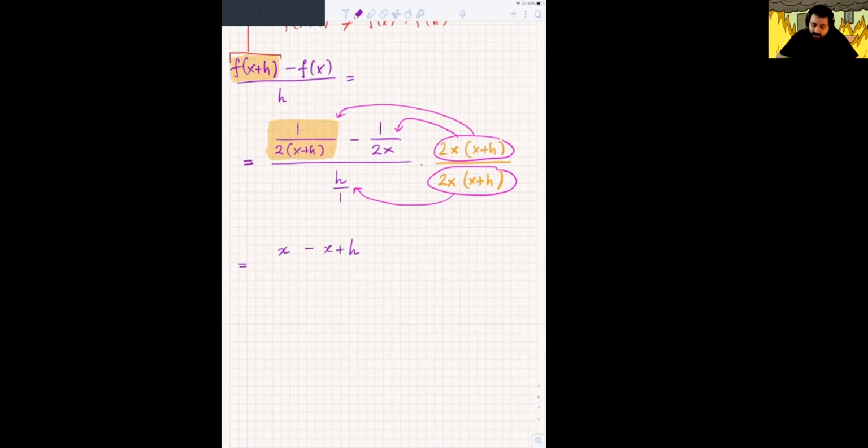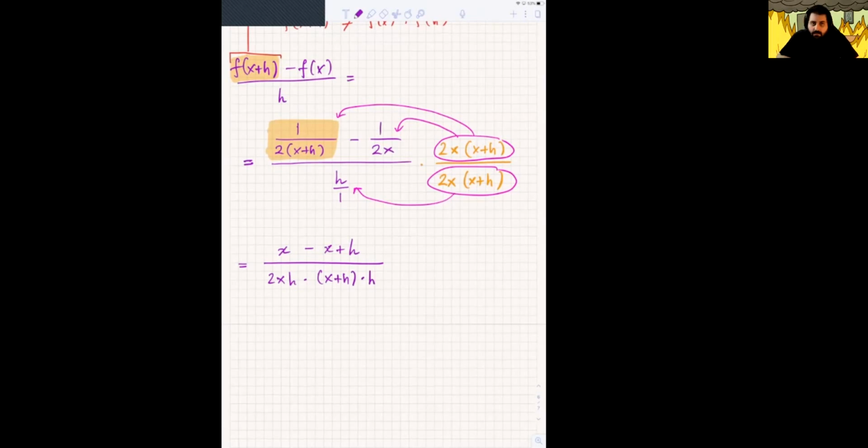So I'll answer that question in just a second, Chaya. And then down below, I have to distribute the 2x(x plus h). I have to distribute the h onto the denominator, right? So I get 2xh, and then x plus h, right? I have to distribute the h.